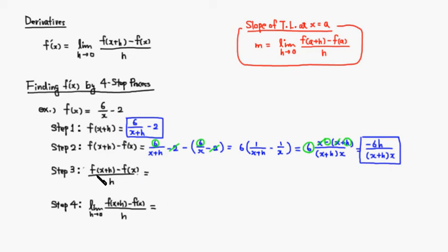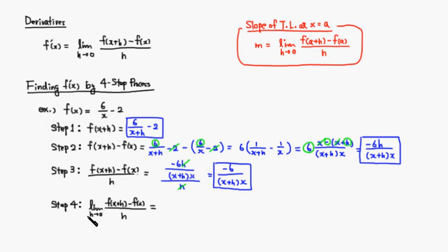Step 3. We're going to compute the difference quotient. The numerator is exactly the same as step 2, so I'm going to copy that, then divide by h. So it's negative 6h over the quantity x plus h times x, all over h. There's h upstairs and h on the bottom, so you can cancel those. What's left is simply negative 6 on top over the quantity x plus h times x. That's the expression for the difference quotient.